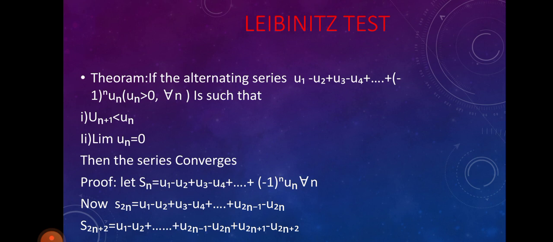Today I am going to represent Leibnitz test. First, we must know what is meant by alternating series. Alternating series is a series whose terms are alternatively positive and negative.